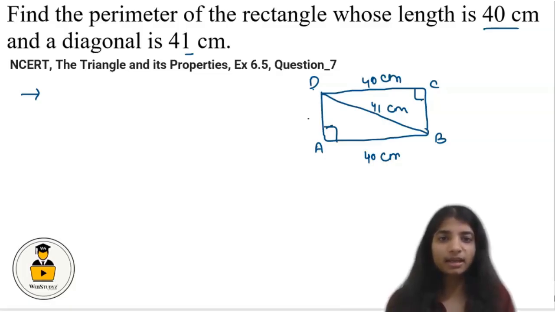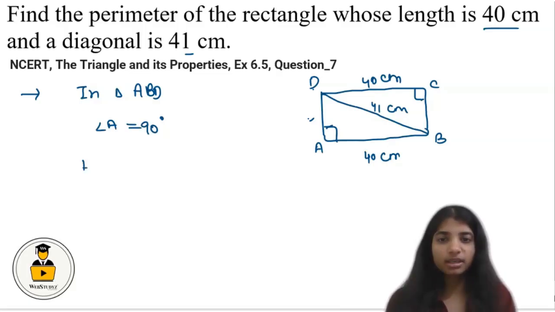Here ABD is a triangle, and in triangle ABD, angle A is 90 degree. So we can use the Pythagoras theorem here. After applying the Pythagoras theorem, we have the value of the perpendicular and we also have the value of the hypotenuse. So we can easily find the value of the base, and that value of the base is the value of the breadth of the rectangle. After finding the breadth, we can easily find the perimeter of that rectangle.